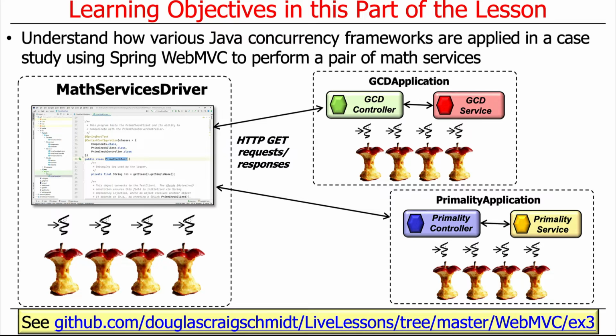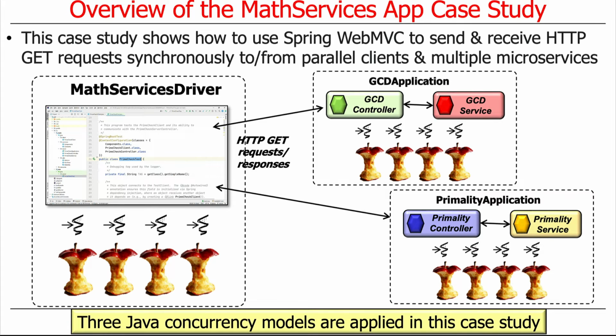We've seen that before, so we're going to take a look at it again in a different context. Unlike the previous examples we've looked at, you can see that these are going to have two separate microservices rather than trying to glom everything into a single microservice. As usual, you can get this at my live lessons GitHub repository in the EX3 project in the Web MVC folder. So this case study is going to show how Spring Web MVC can be used to send and receive HTTP GET requests synchronously to and from parallel clients and multiple microservices.